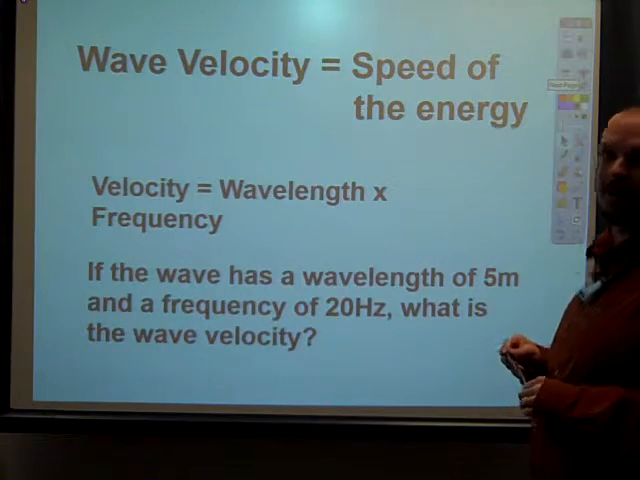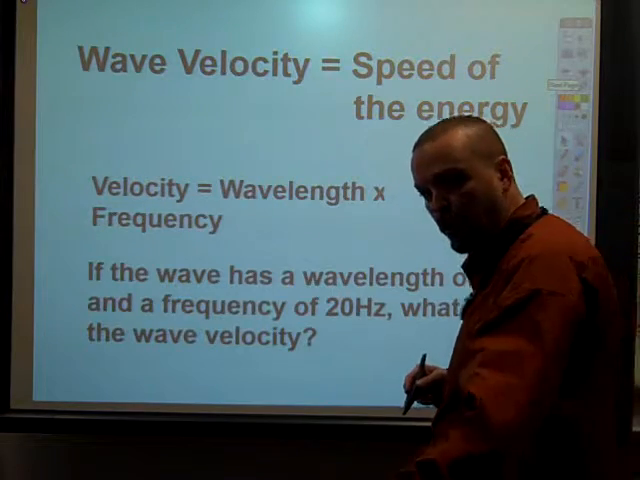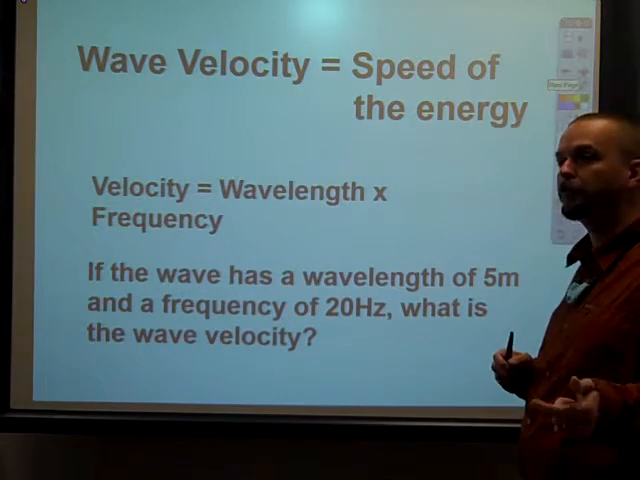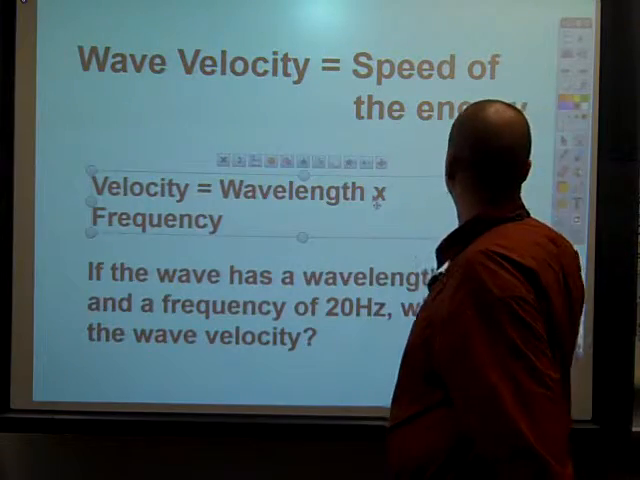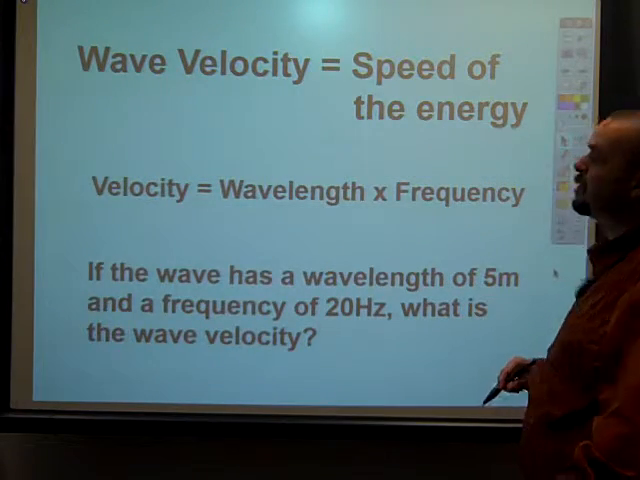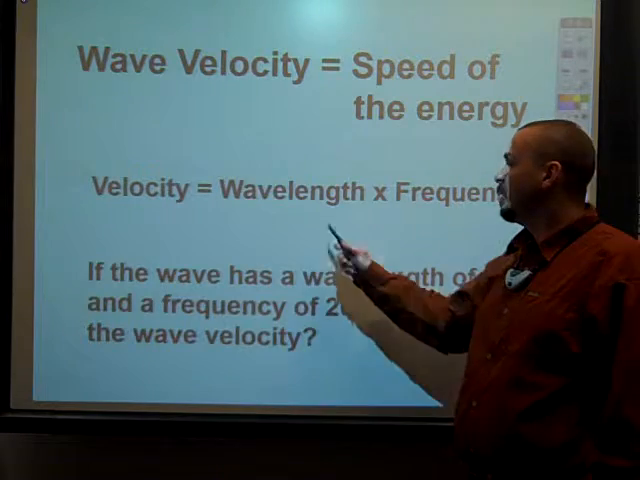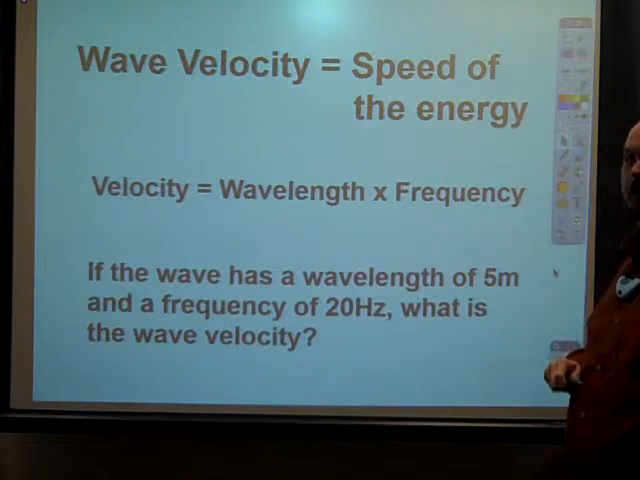Wave velocity is the speed of the energy in the wave. Remember, the matter doesn't go from one place to another. It is energy that goes from one place to another. Wave velocity is calculated by taking your wavelength times your frequency. Wavelength will be measured in meters. Frequency will be measured in hertz.